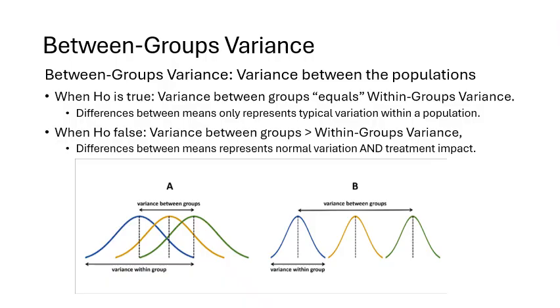This is probably a situation in A where we're failing to reject the null hypothesis. The situation in B is one in which the null hypothesis is false. The variance between groups is greater than the variance within groups. And in this case, we can see that the variance within each group is really small, but the variance between groups, at least certainly between the blue and the green, is quite large. And that means that these differences in means represent both normal variation, the variation within group, and the impact of the treatment.